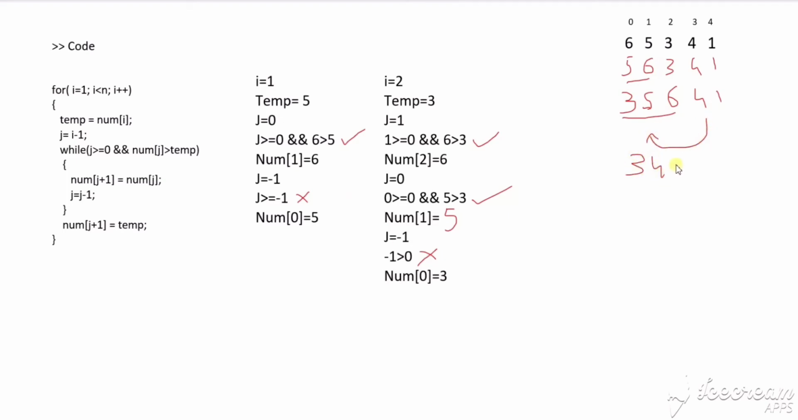So in the next iteration 4 will be stored in its correct position, and in the next iteration when I is equal to n, the values will be sorted. So that's insertion sort. Hope you have understood.